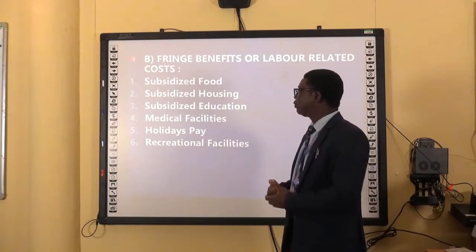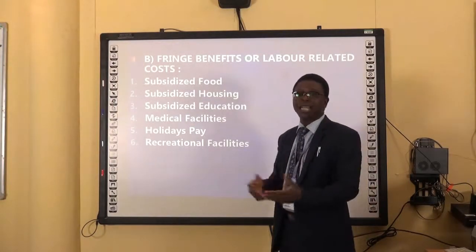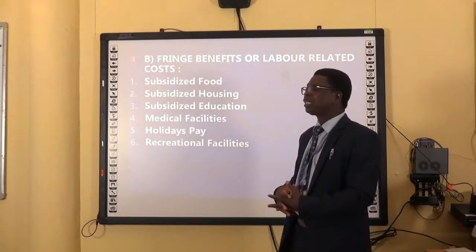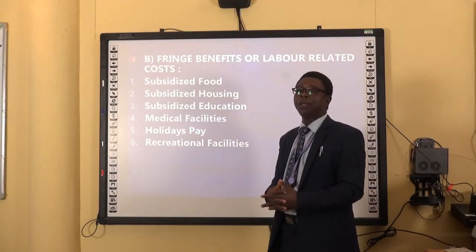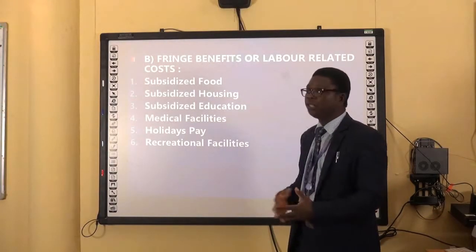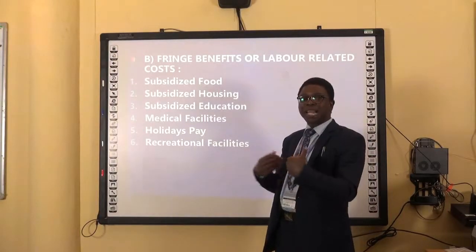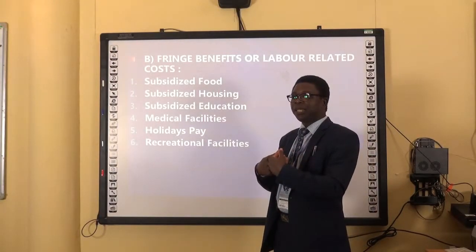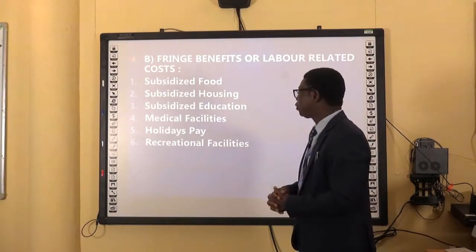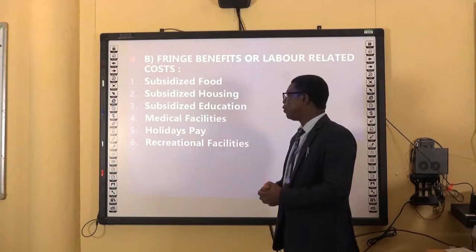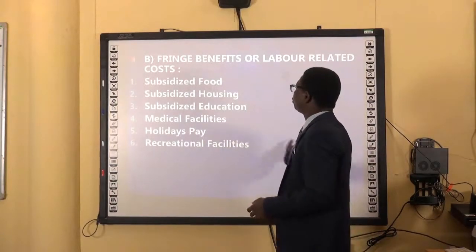We have subsidized education and medical facilities, like in this university, where medical services are provided free of charge to employees. In other words, it's a benefit that each employee enjoys, but they are not in monetary terms. We also have holiday pay and recreation.